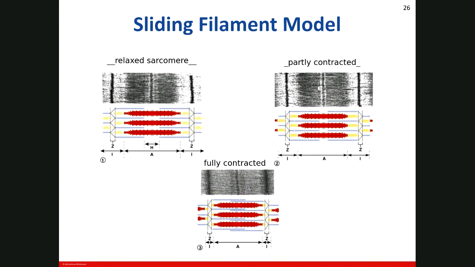And here in partial contraction, you can see the I band, but the H zone is very, very small and short. And in fully contracted, you see that we don't have any I band and we don't have any H zone. So these fibers slide over each other at the time of contraction. They overlap each other. So at the time of contraction, our I band and our H zone disappear.